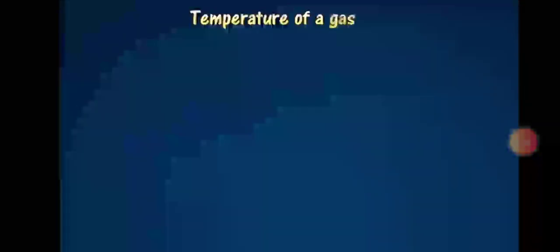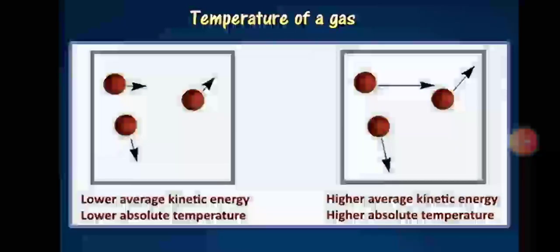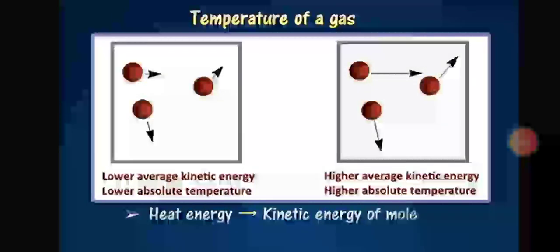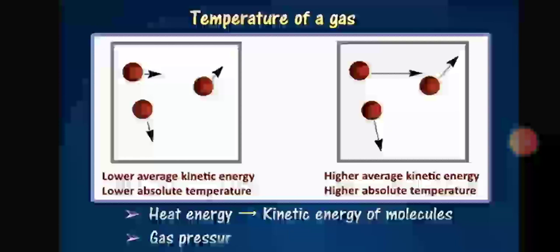The temperature of a gas depends on the average speed of its molecules. The higher the average speed of its molecules, the higher will be its temperature. When a gas is heated and its temperature rises, the energy it receives is converted to kinetic energy, thereby causing its molecules to move faster. This causes the frequency of collision between the gas molecules and the wall of the container to increase, and therefore causes an increase in the gas pressure.